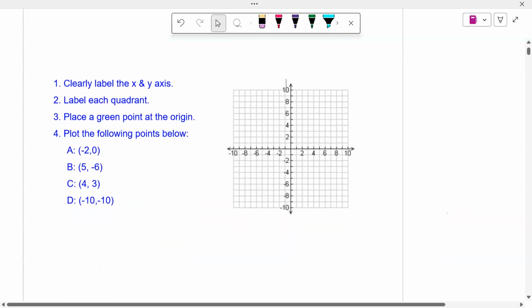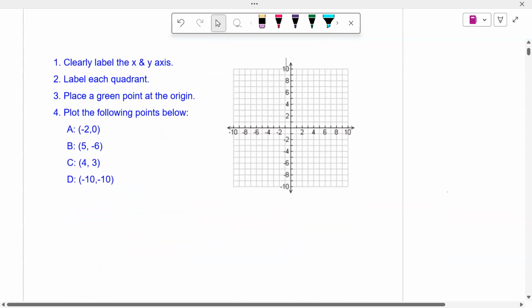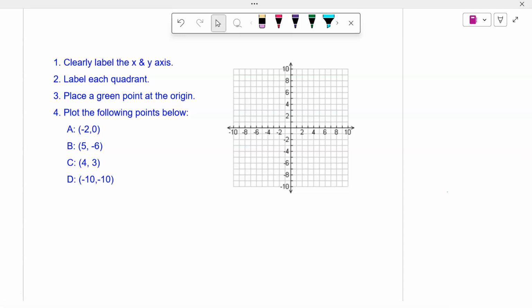In order to be successful in the next unit, which is coordinate geometry, it's really important to first understand the coordinate plane, what it's comprised of, what it's made up of, also linear equations and slope. So with that said, let's just jump right in.